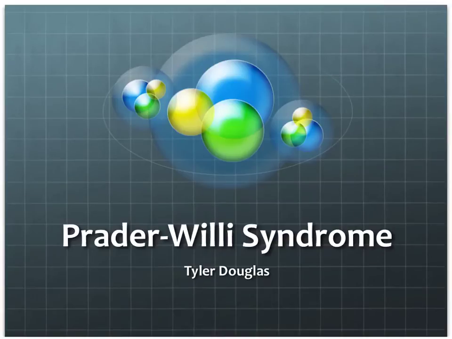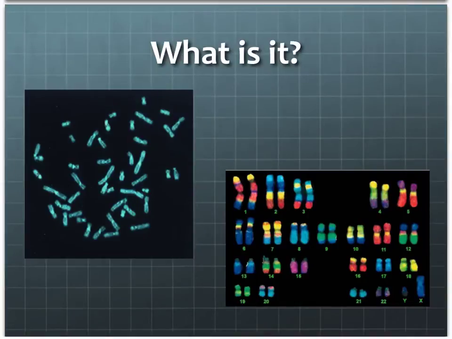This is a screencast describing the genetic disorder Prader-Willi Syndrome. Prader-Willi Syndrome is a genetic disorder in which 7 genes on chromosome 15 are either deleted or unexpressed on the paternal chromosome.